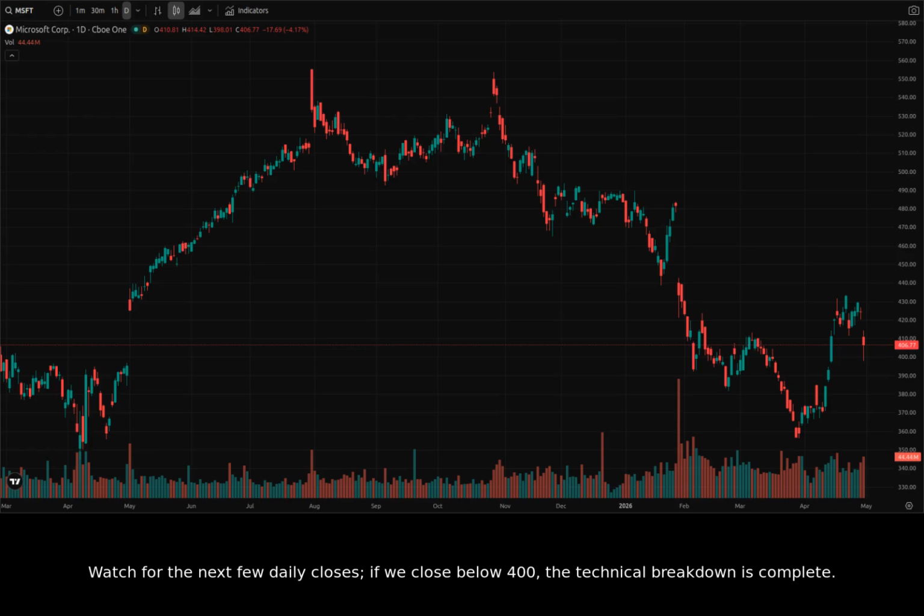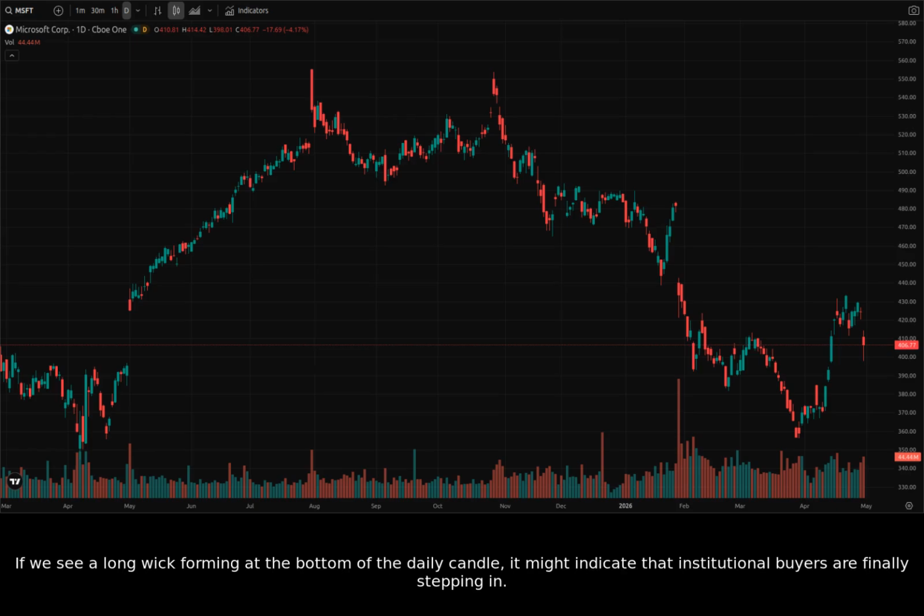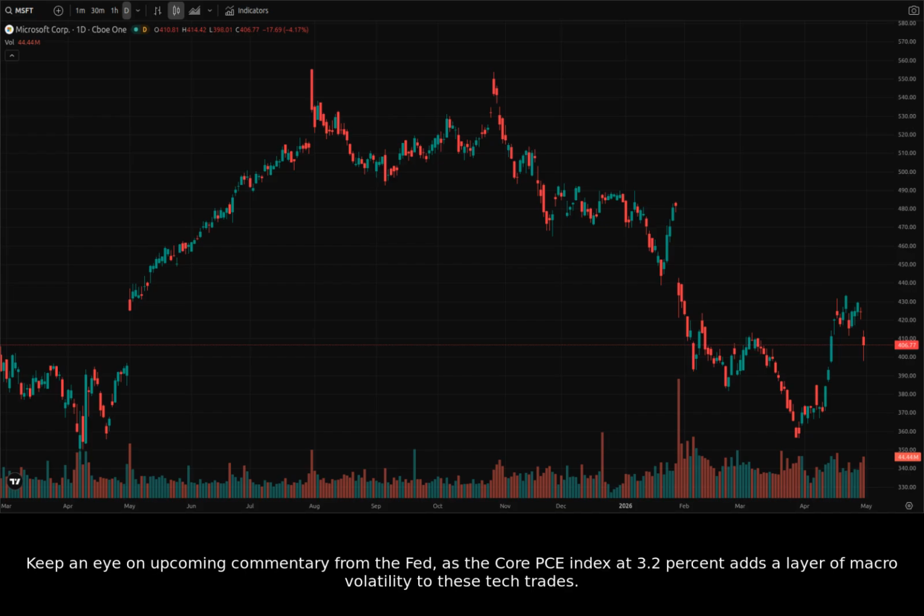If we close below 400, the technical breakdown is complete. If we see a long wick forming at the bottom of the daily candle, it might indicate that institutional buyers are finally stepping in. Keep an eye on upcoming commentary from the Fed, as the core PCE index at 3.2% adds a layer of macro volatility to these tech trades.